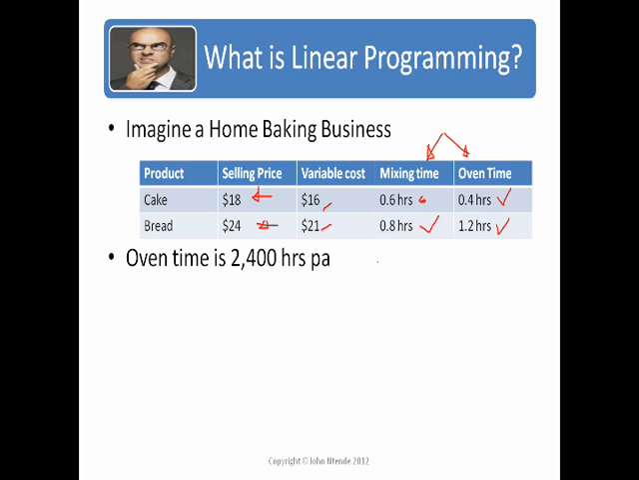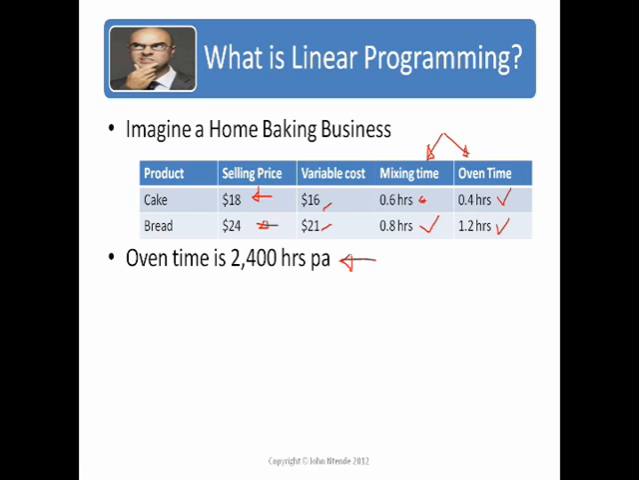So what we're seeing here is an example of a constraint. A constraint means the same thing as limiting factor. It is basically something which prevents us from achieving our objective. Now the objective of any business is to make profit. So anything which prevents you from achieving as much profit as you can is what they call a constraint. So in this case it is the oven time.